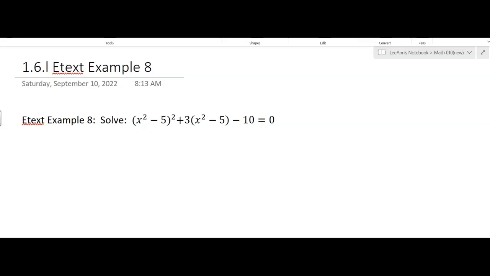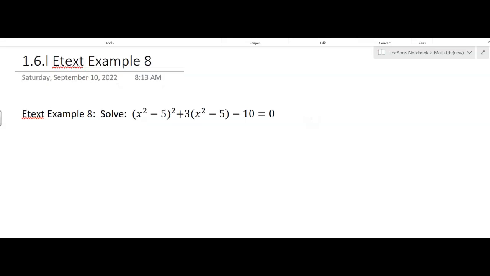So this is the eText Example 8. It's in the textbook, but it's a good example to do. It's very common to have an example like this, so I wanted to show it to you. It's an example of a U substitution.